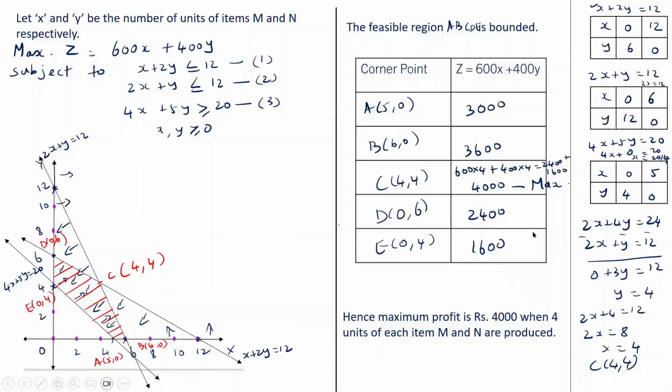So this is a question for 5 marks. Writing the objective function carries 1 mark. Writing the constraints carries 1.5 marks. Graph carries 1.5 marks. The remaining steps and the final answer carries 1 mark.